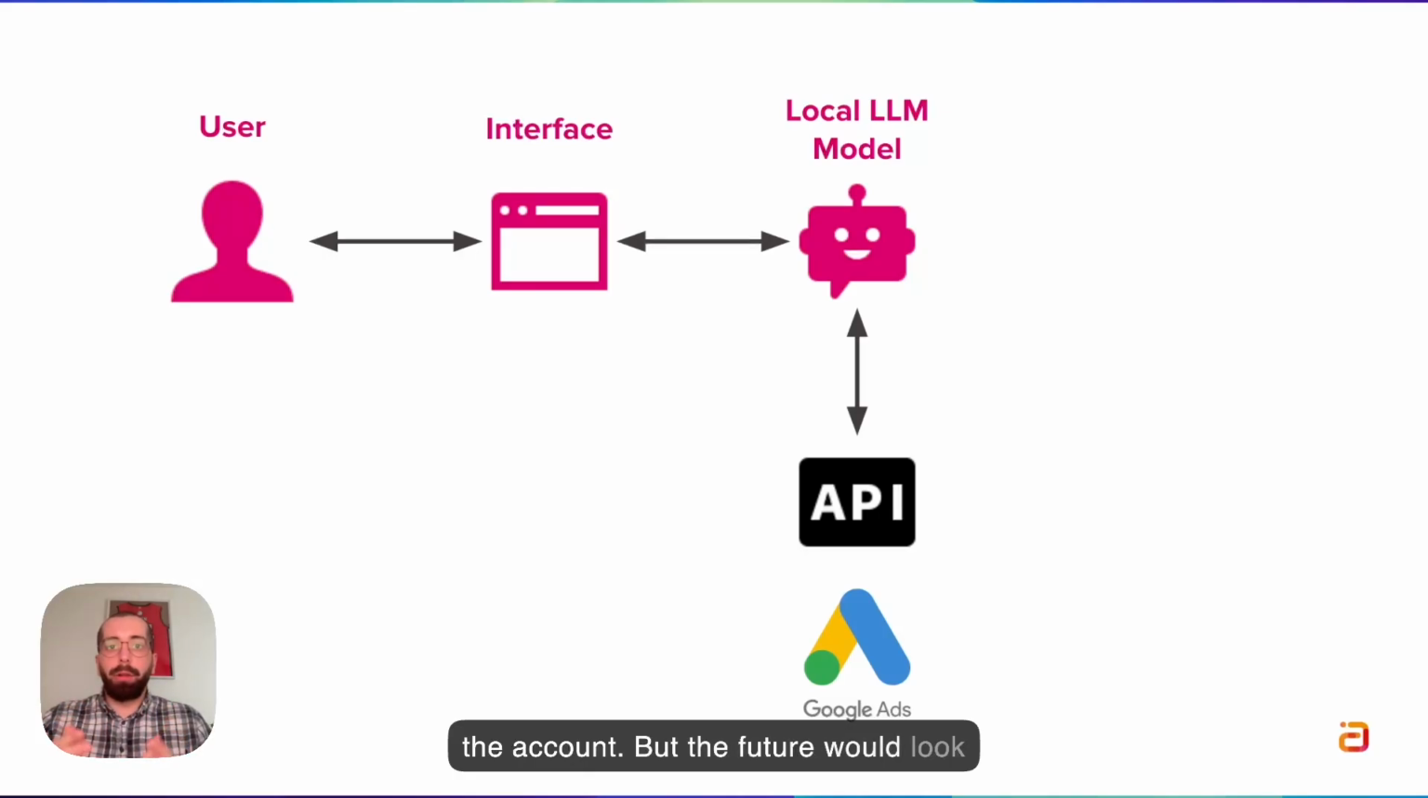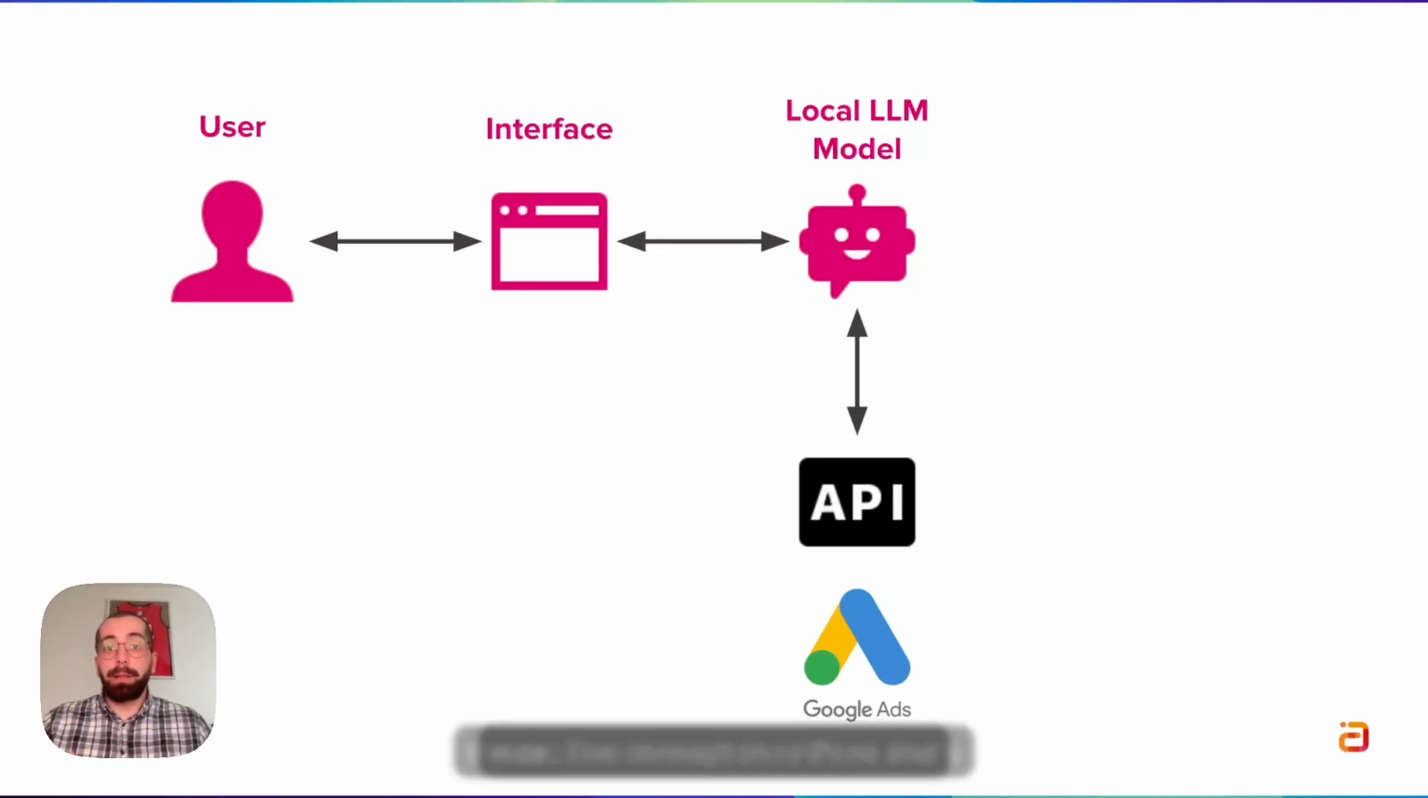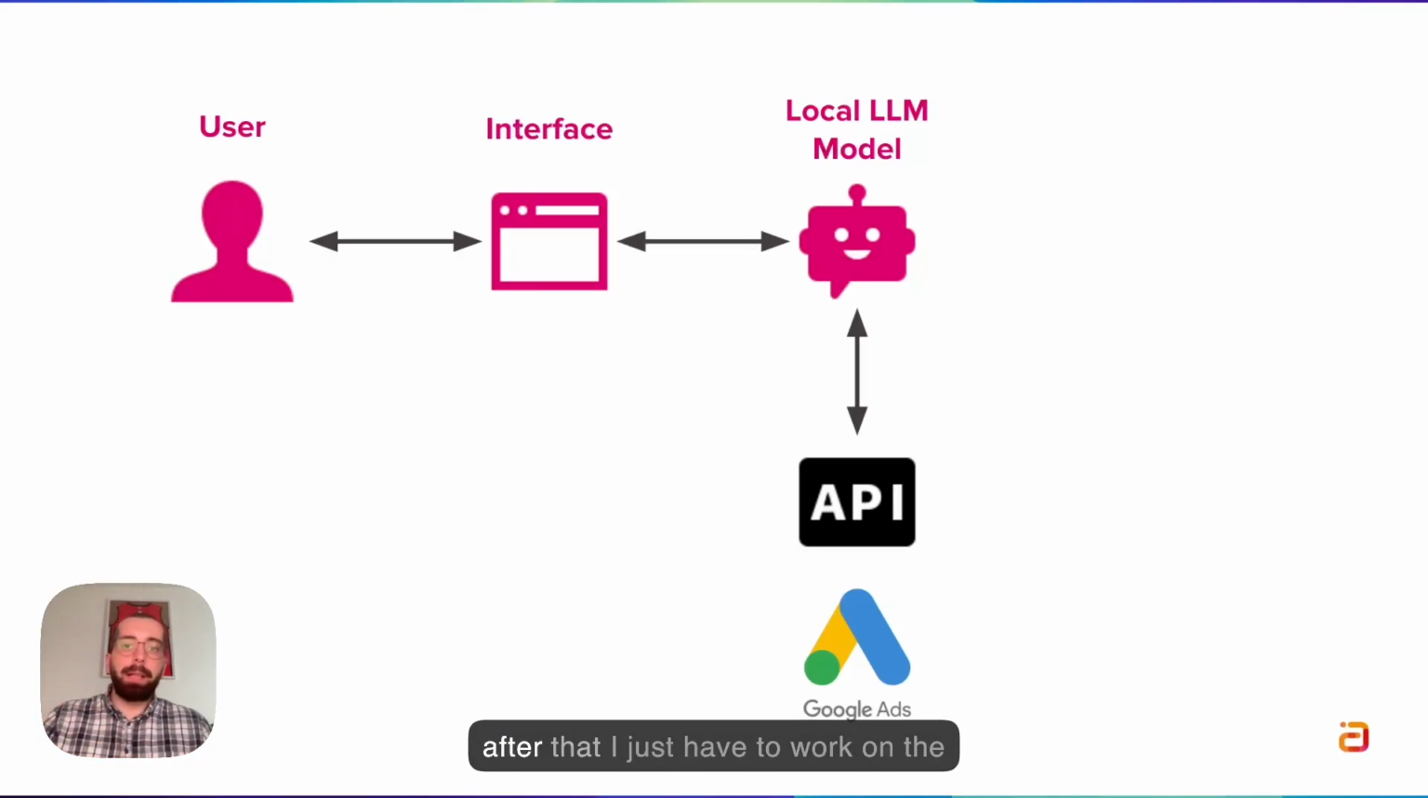But what I want to achieve in the future is that the agent will write the query itself and then get the data based on the question that the user places in the interface. We are miles and miles away from that. Right now it's just static, but it can already access the account through the API, so that's nice, the connection is there. After that, I just have to work on the training of the agent, so it can write good queries and get the data that it needs based on the question that the user places in the interface.